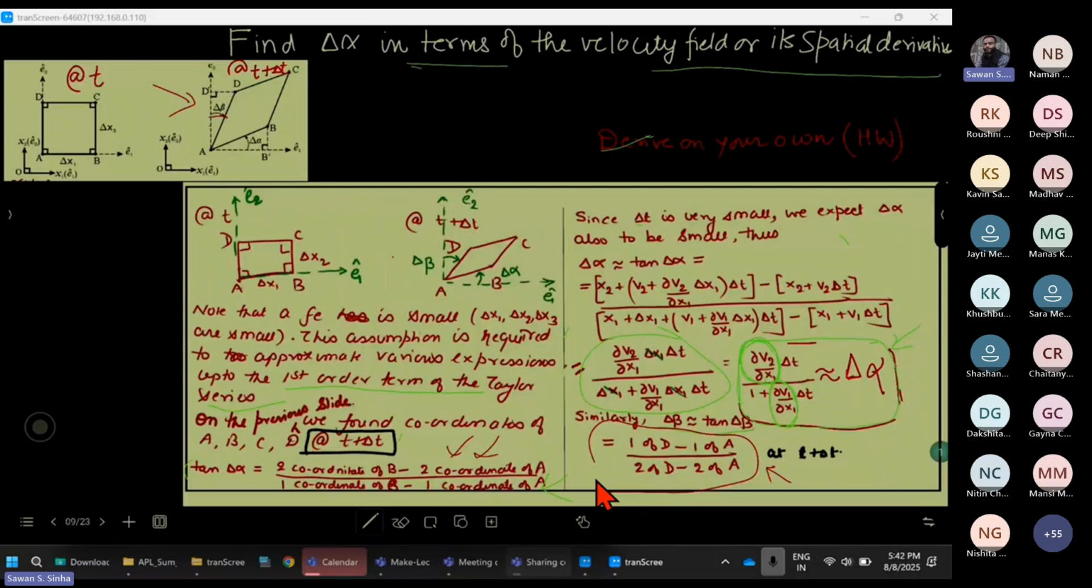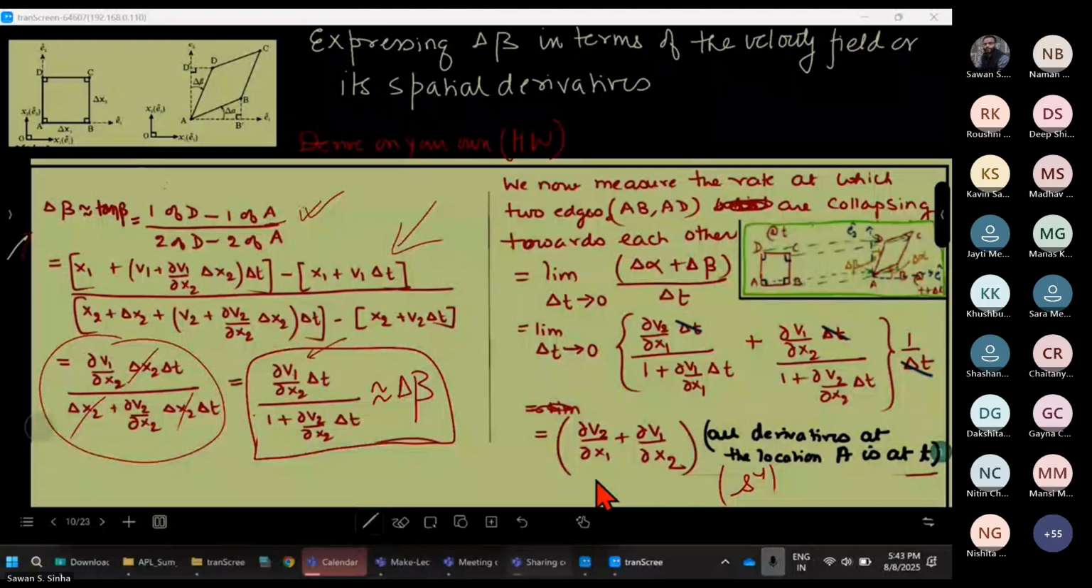Not the same what you got for delta alpha. For delta alpha we got del v2 del x1 here and then del v1 del x1 here. What are we getting here? We are getting del v1 del x2 and then del v2 del x2. So they are different. Delta alpha and delta beta are different.